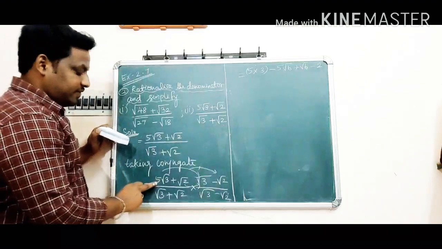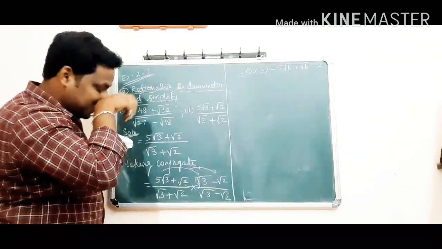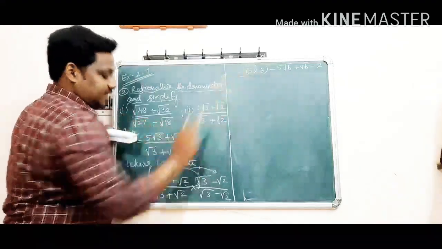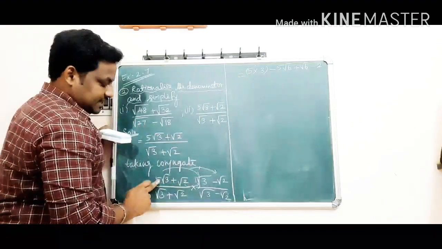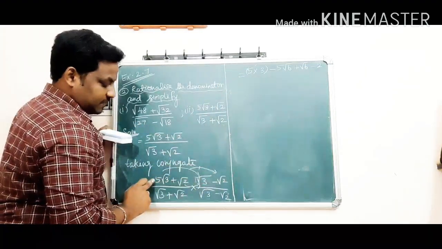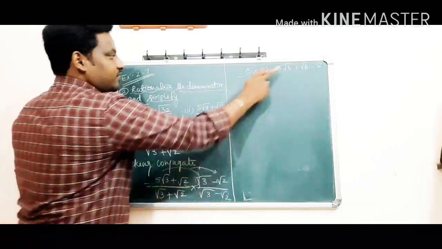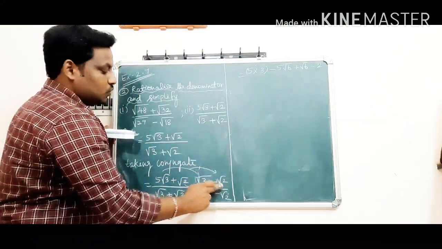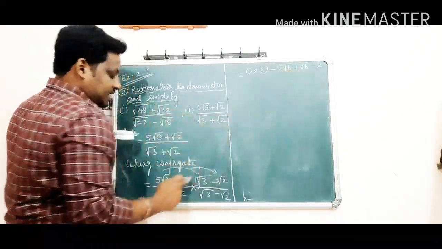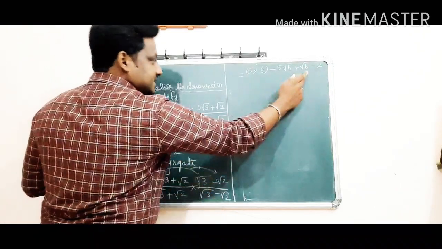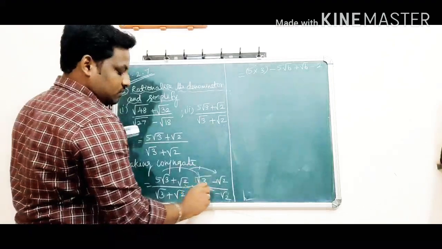Clear? 5 into, here 1 is there, so 5 into 1, 5. Root 3 into root 3, 3. Plus into plus, plus symbol. And then the second term, you have to multiply here: plus into minus, minus. Here 1 is there, so 5 into 1, 5. Root 3 into root 2, root 6. And then the second term: plus into plus, plus root 2 into root 3, root 6. Plus into minus, minus root 2 into root 2.